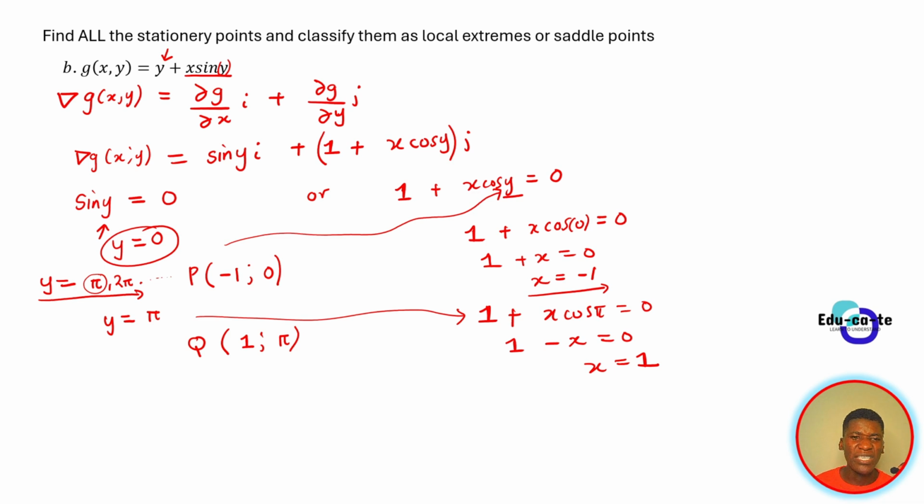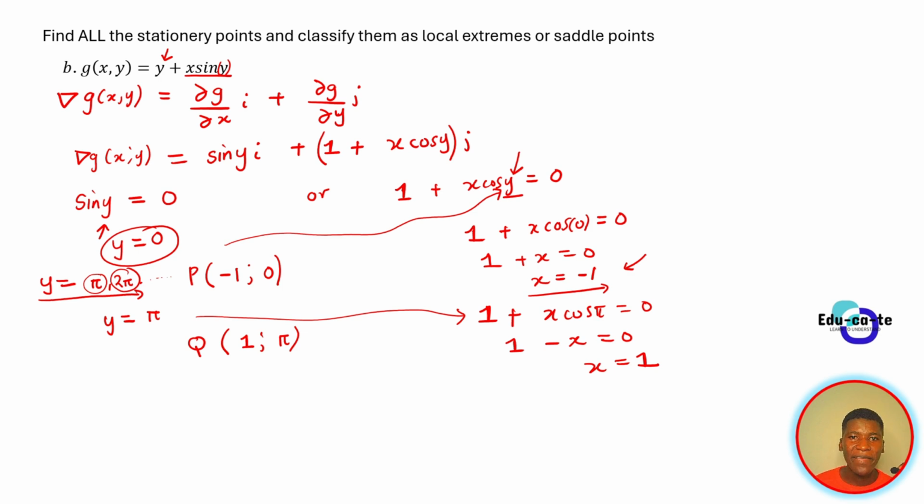So if we continue doing this and putting in 2 pi and whatnot, I think we'll end up getting the same outcome. Because if we put 2 pi into this equation, of course sine 2 pi will give us 0. So if you put 2 pi in where there is y here, you are going to get the same value as the one that we got first. So we have got 2 stationary points. You can further prove this on your own by substituting 2 pi into here. I think you're going to get x equals negative 1. So the values will continue alternating. So these are the 2 stationary points that we have.